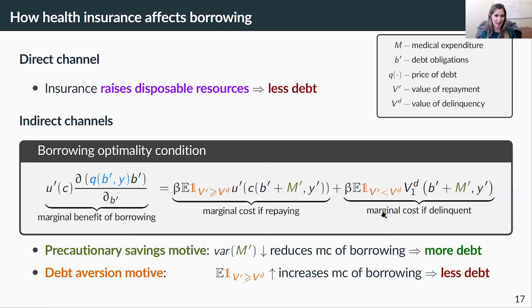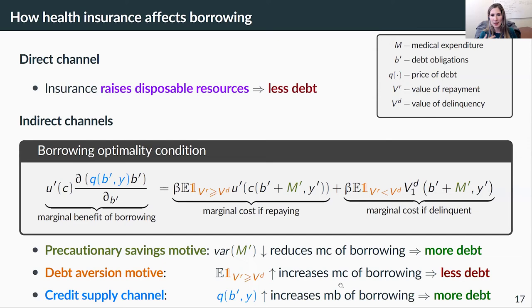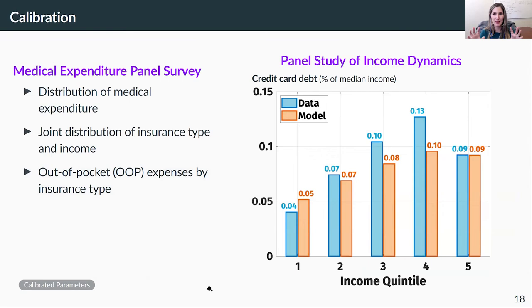The last channel is the credit supply channel. So when households have this reduction in their default risk, creditors are also happier. And when they're doing this risk-based pricing, they're going to offer households more favorable credit terms. So that means that you're able to borrow more for a given amount of what you're promising to repay in the future. And in equilibrium, these better terms, the shift in credit supply, is going to lead to more debt for the household.